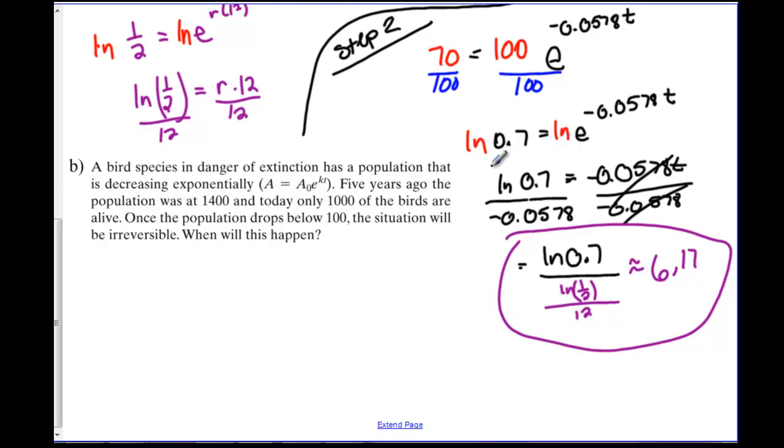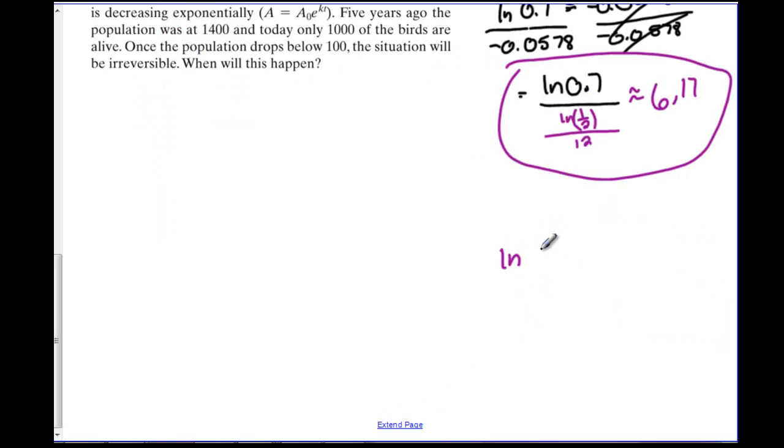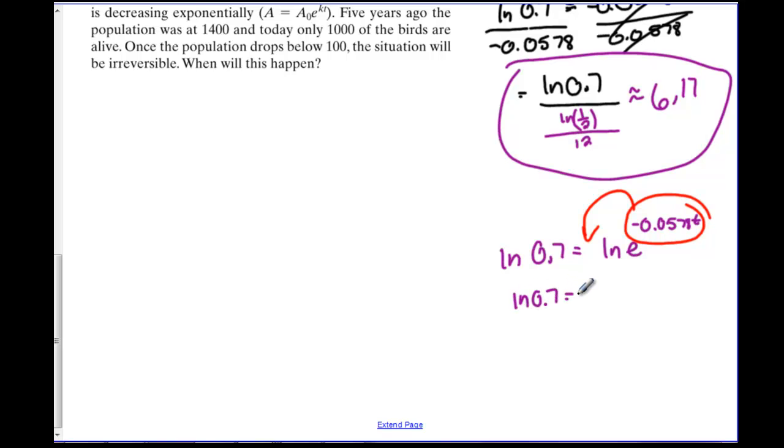Whenever we do natural log of 0.7 equals natural log of e to the negative 0.0578t, this comes in front using our power rule. So we actually have natural log of 0.7 equals negative 0.0578t times the natural log of e. So the natural log is still there, but it's only of the e. And natural log of e is just 1, so we don't worry about it.